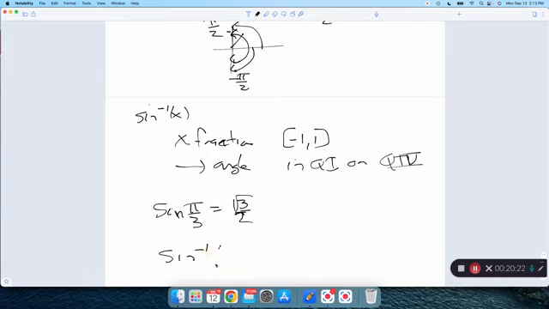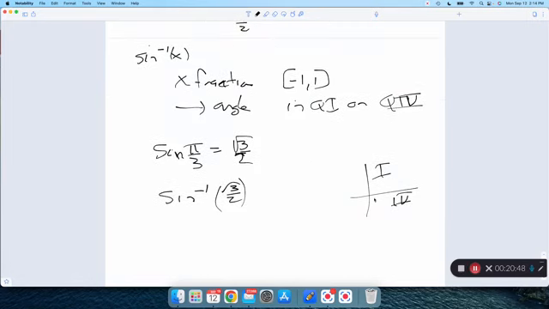Inverse sine of root 3 over 2 says, okay, let's look at our unit circle. Let's only look in quadrants 1 and 4, not everywhere, because where does sine equal root 3 over 2? There's an infinite number of places where it equals that. I only want the ones that are here or here. So if you look at your unit circle, only here or here, where does sine equal root 3 over 2? The only place it does that is pi over 3.